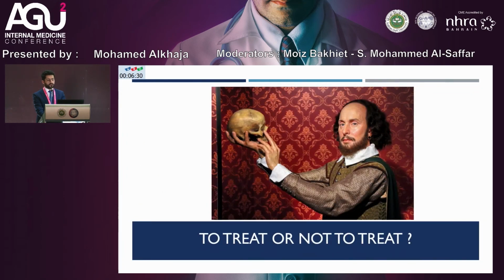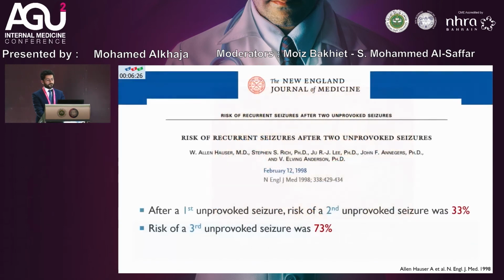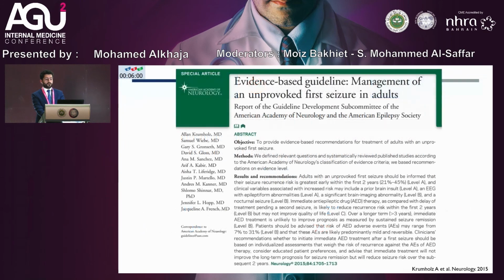Now, the question that we have is to treat or not to treat. There was a study back in 1998 published in the New England Journal of Medicine to look at how likely you are to develop a second and a third unprovoked seizure after a first unprovoked seizure. The likelihood of developing a second unprovoked seizure in that study was 33%. The likelihood of developing a third unprovoked seizure after the second unprovoked seizure was 73%.